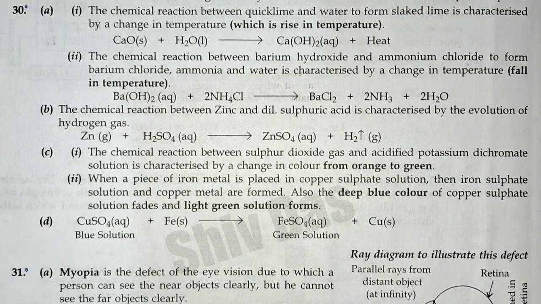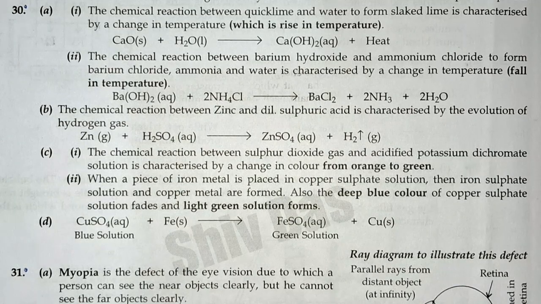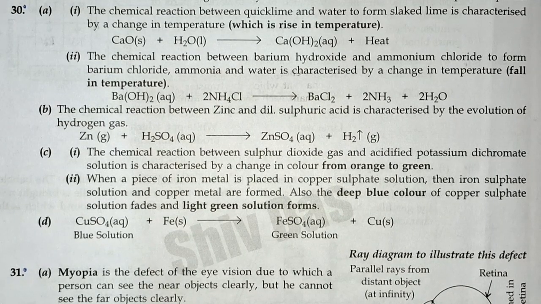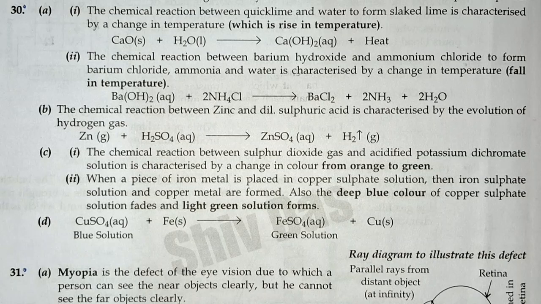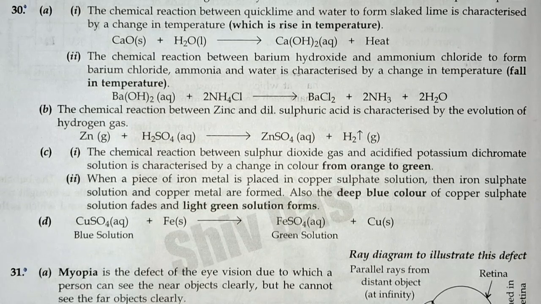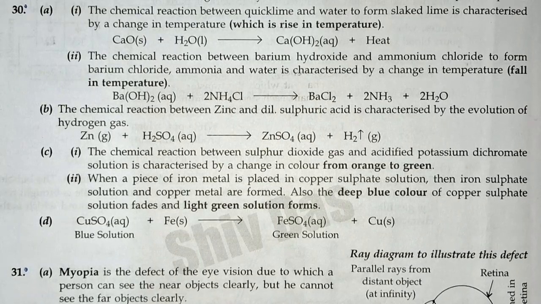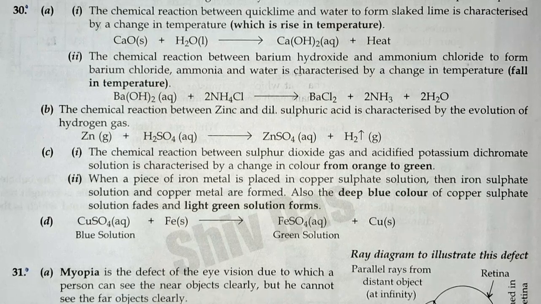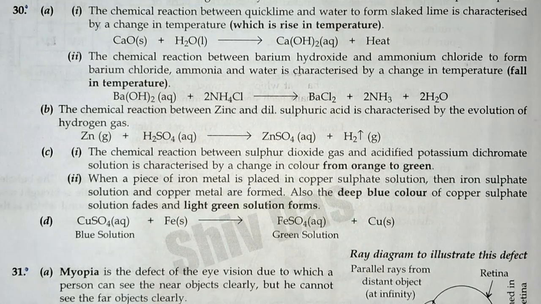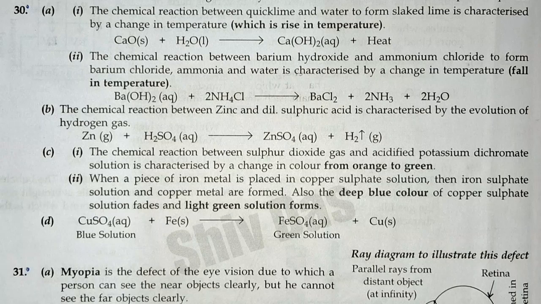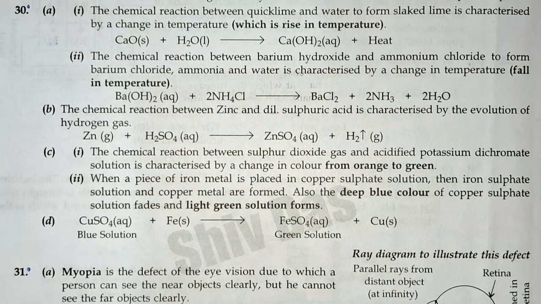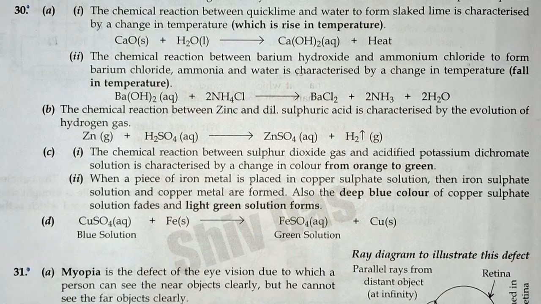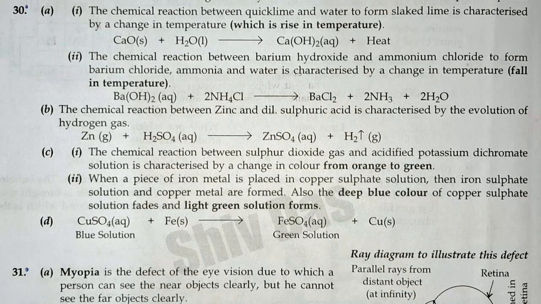Part C. First, the chemical reaction between sulfur dioxide gas and acidified potassium dichromate solution is characterized by a change in color from orange to green. Second, when a piece of iron metal is placed in copper sulfate solution, then iron sulfate solution and copper metal are formed. Also, the deep blue color of copper sulfate solution fades and light green solution forms.